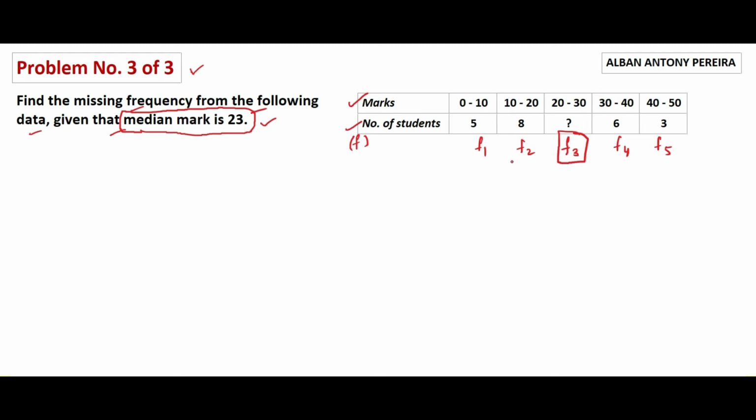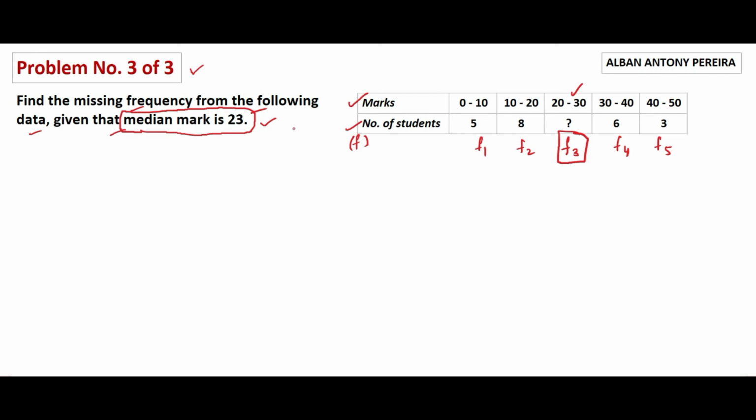When we were solving arithmetic mean problems, we found there was one question wherein frequency 3 and frequency 4 were missing, right? In the same way, there is one question in median as well where we have to find out the frequency 3. So we'll start the solution now.